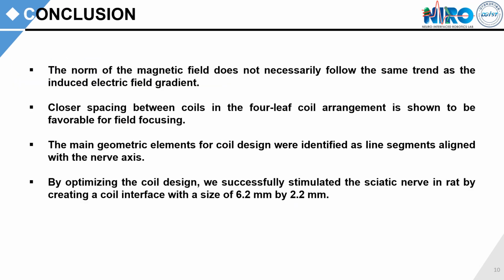In conclusion, the norm of the magnetic field does not necessarily follow the same trend as the induced electric field gradient, and closer spacing between coils in the four-leaf coil arrangement is shown to be favorable for field focusing. And the main geometric elements for coil design were identified as line segments aligned with the nerve axis. And by optimizing the coil design, we successfully stimulated the sciatic nerve in the rat by creating a coil interface with a size of 6.2 mm by 2.2 mm.